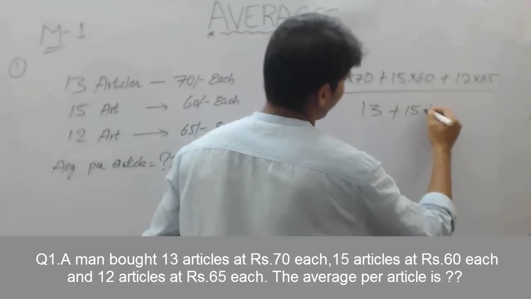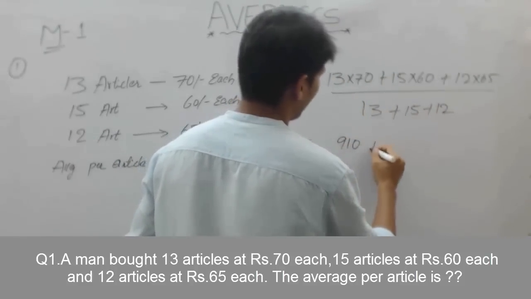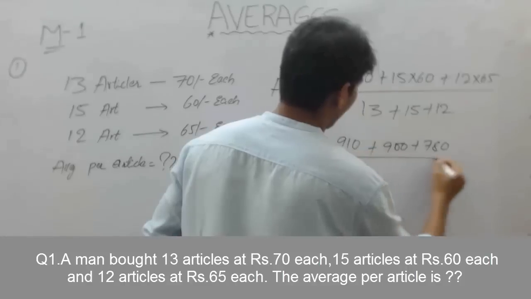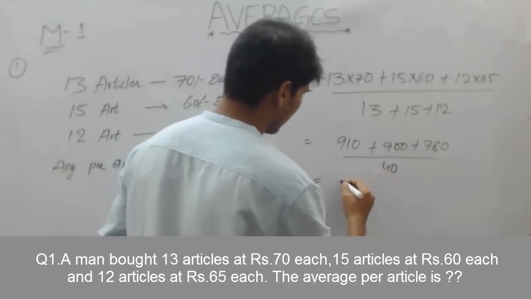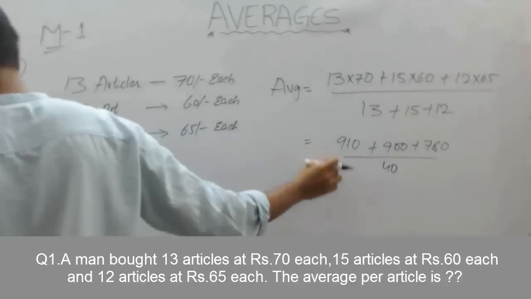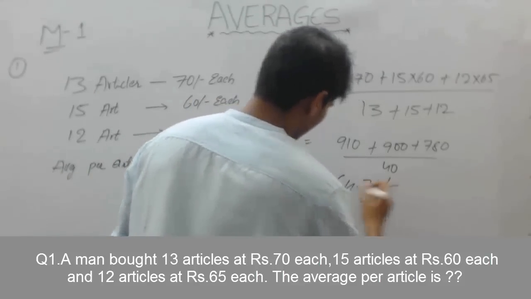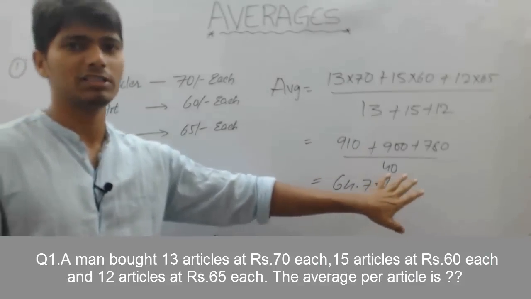13 plus 15 plus 12, that is equal to, if you calculate it, 110 plus 900 plus something around 780, and it would be around 40. So on an average you are going to get 64.75. So the average cost of each article is 64.75.